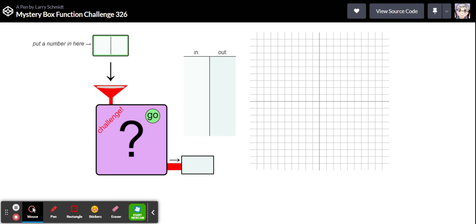All right, let's start with a 0. 0 gives us 1. How about a 1? Okay, so that looks like a non-repeating decimal. So maybe trig, maybe square root function. How about a 2?